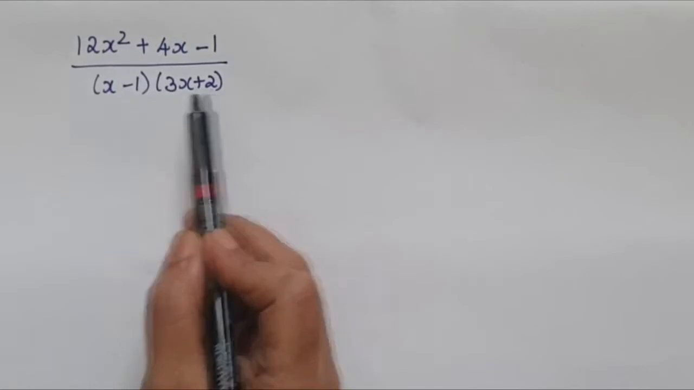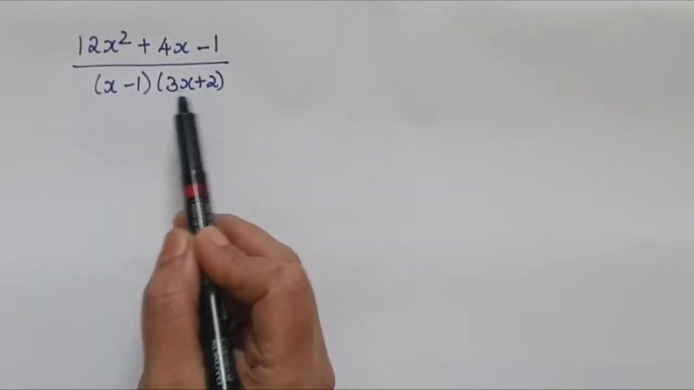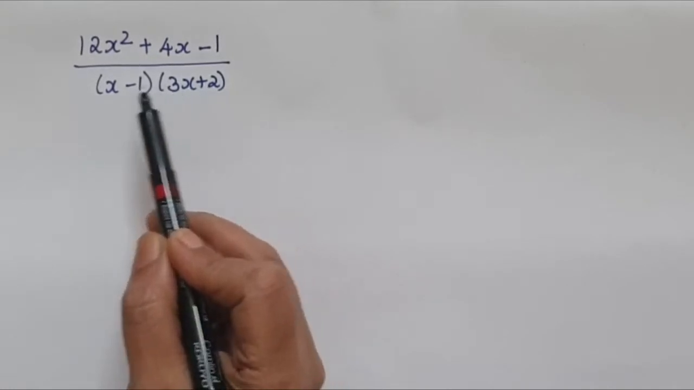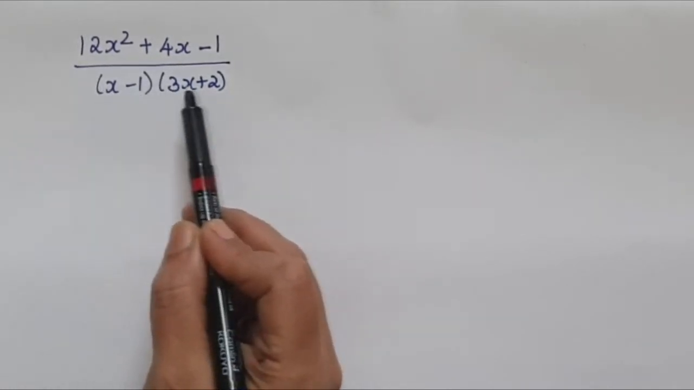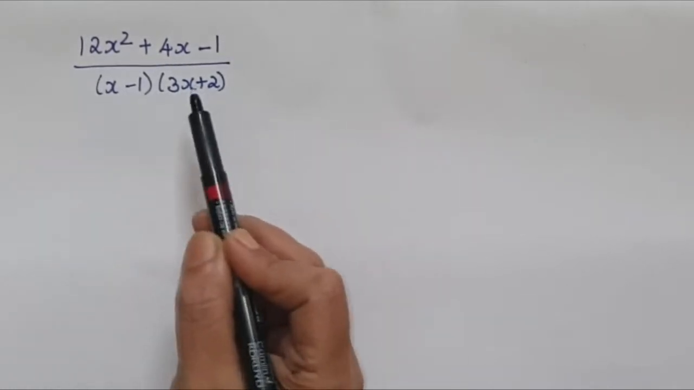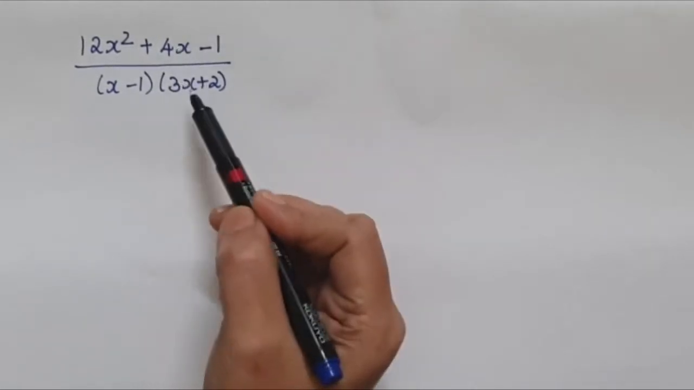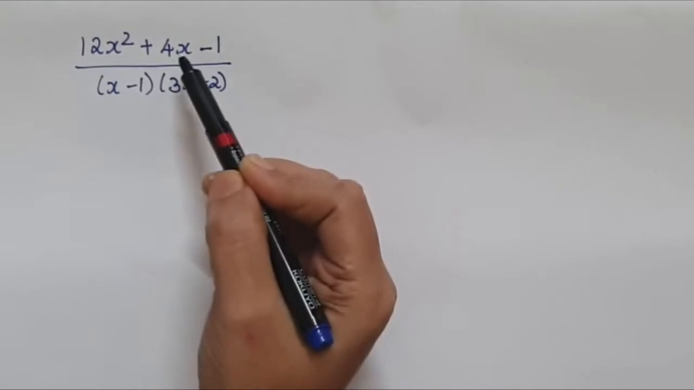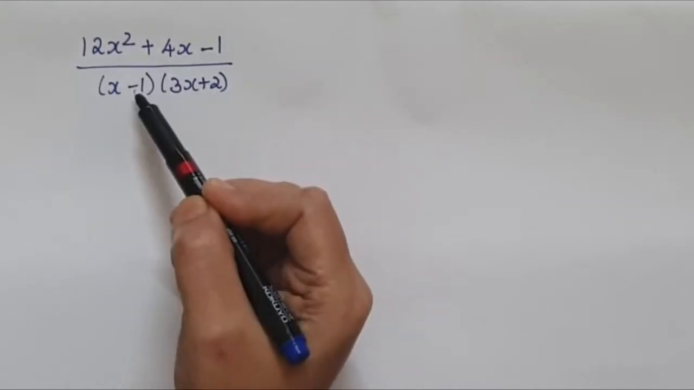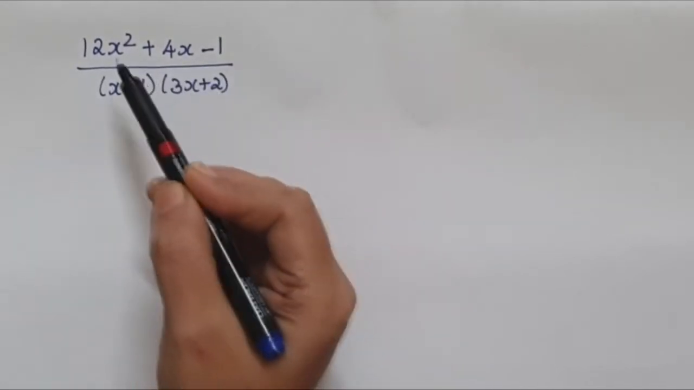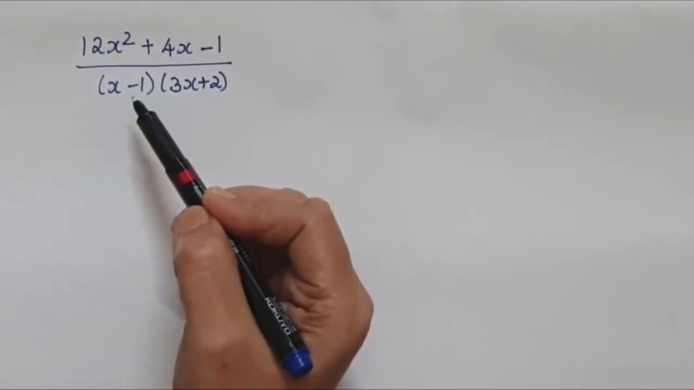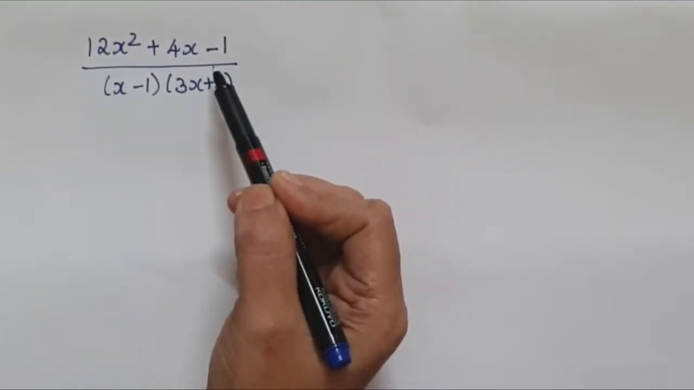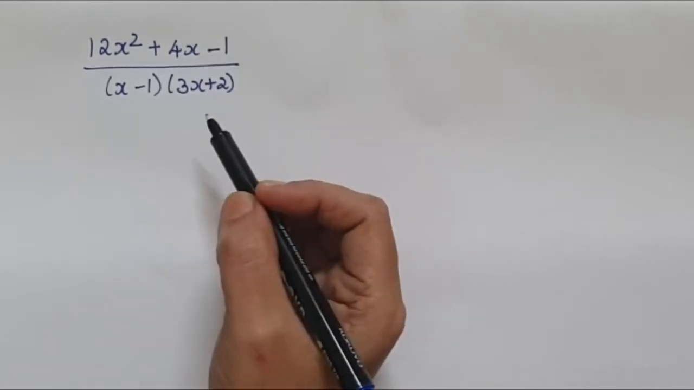In the same way, in the denominator, this is an x and 3x. So when we multiply x and 3x, you get 3x squared. So the degree of the denominator is also 2. That is, numerator and denominator have the same degree, the same highest power. When the numerator and the denominator have the same degree, we call those fractions improper fractions.